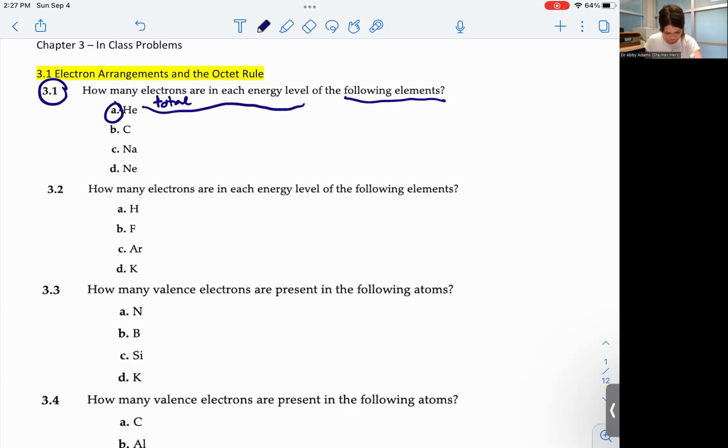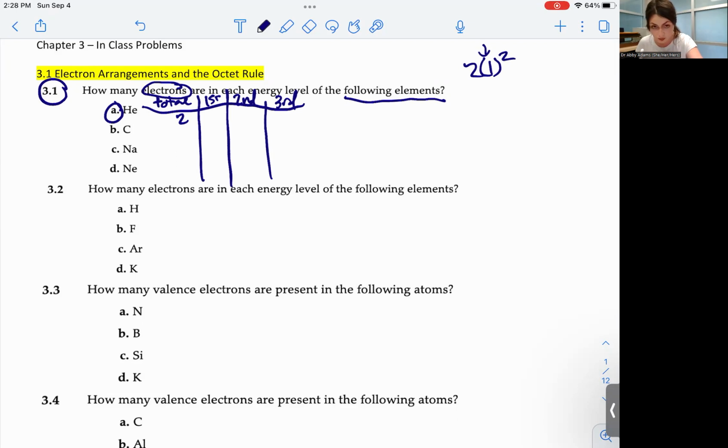Here we're going to have the first energy level, second energy level, third energy level. All right. So let's say for helium. What is the total number of electrons for each element? For helium, we know that there are 2. And how many electrons can the first energy level hold? Well, we can use our formula, 2 times 1 squared.